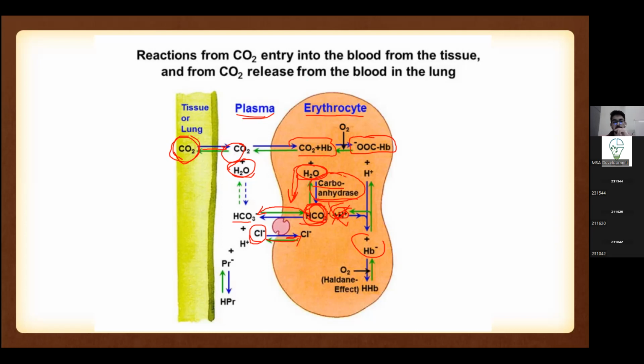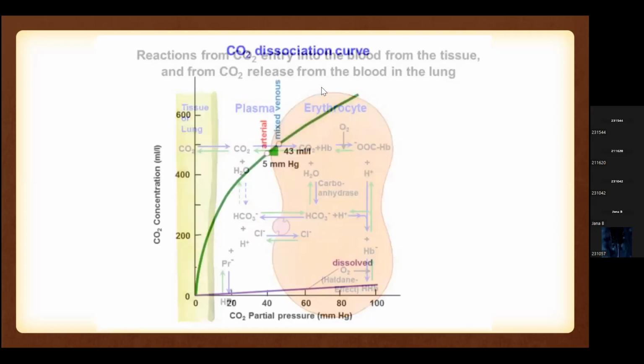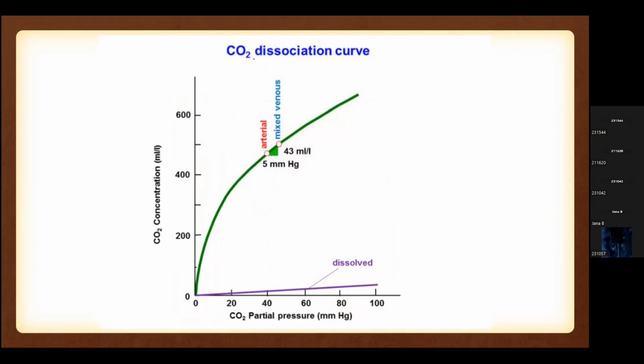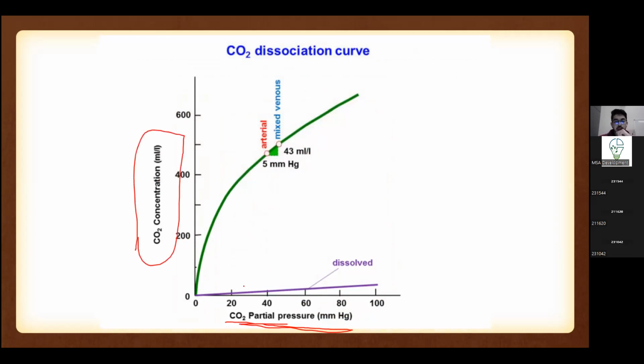Now let's take a look at the CO2 dissociation curve. Just like the O2 has a dissociation curve, CO2 has one. This graph shows partial pressure in relation to CO2 concentration. As you can see here, we have a dissolved form, which is the normal CO2. The difference between these two graphs shows the chemical form, which is both bicarbonate and carbamate.